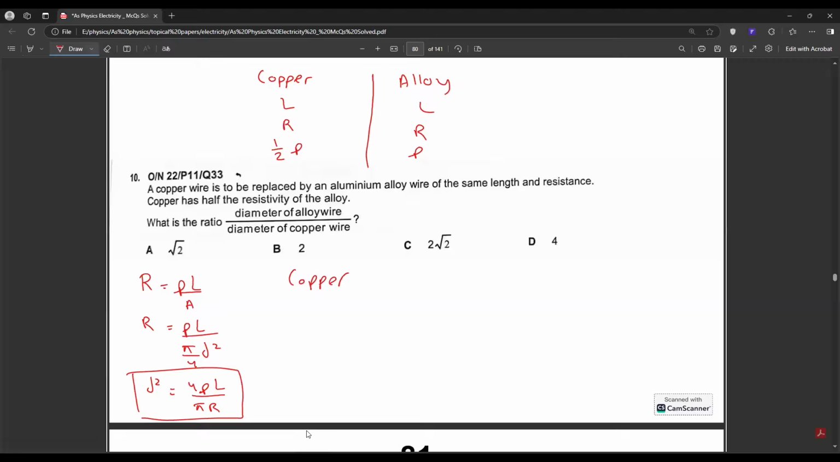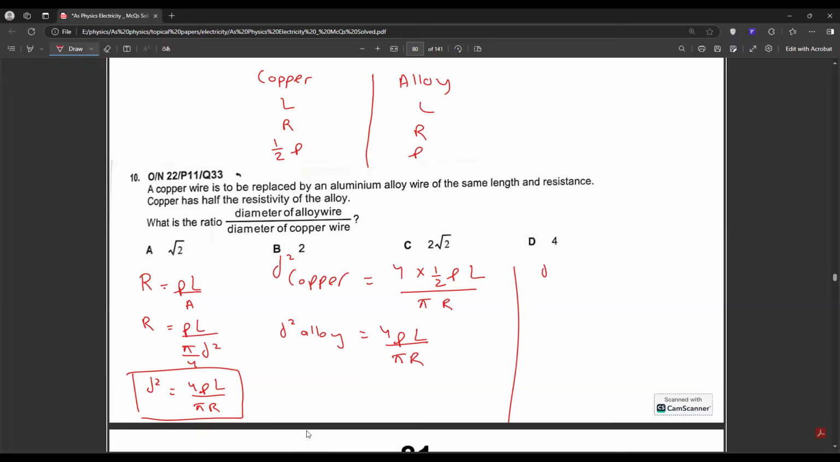For copper, what does your diameter square come out to be? 4 into half of resistivity, into the length L divided by pi R. What does the diameter square of alloy come out to be? Yes, 4 into the resistivity into length divided by pi R. Now, what can you do? You can divide both these values.